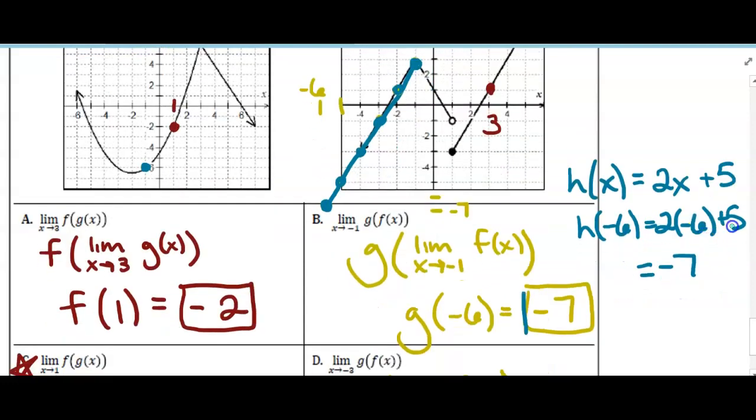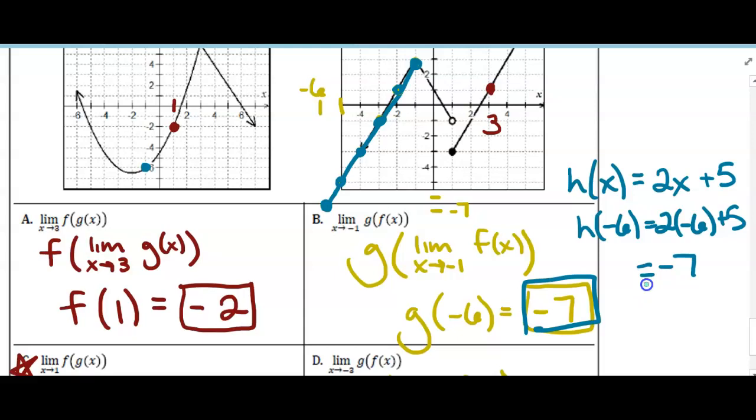Boom, I got the same answer multiple ways. AP Calc students can get the same answer multiple ways. It's one of the beautiful things about math. There is not just one path. And so do what you need to do, what's best for you.